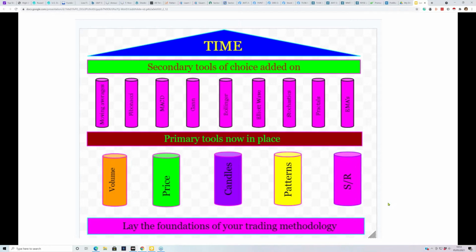Is it in a trend? Is it in a congestion? Is there volatility? Once you've really got to grips with these five elements, then you can overlay it with what we call secondary tools. They're not secondary because they're second best, they're just secondary tools to the primary tools of VPA.